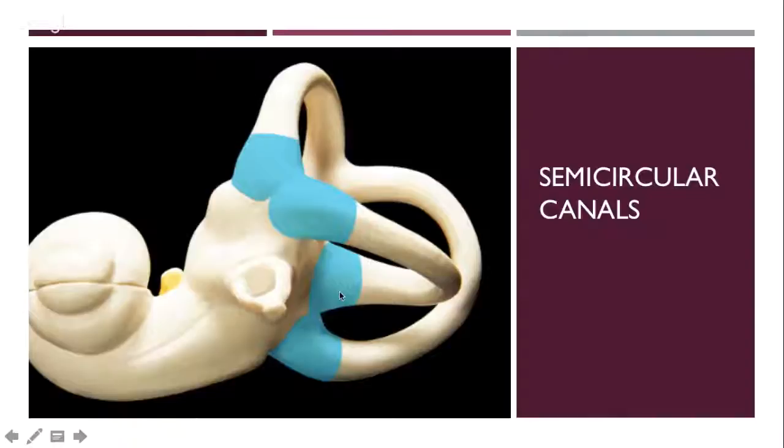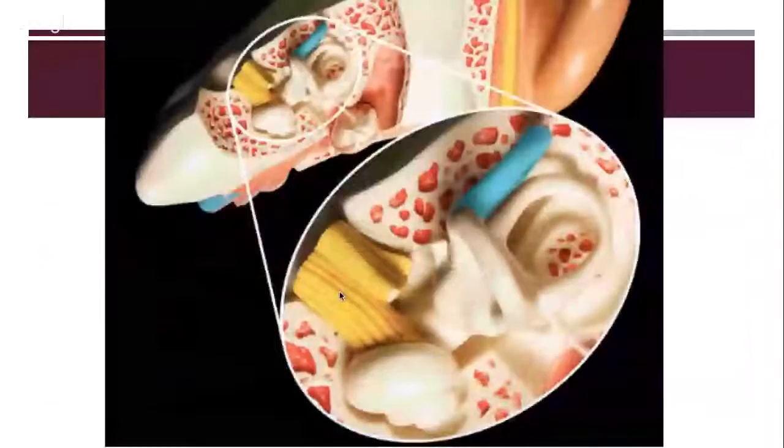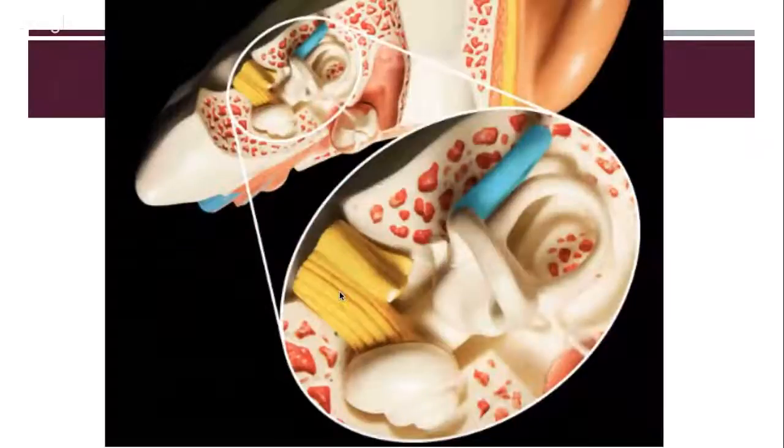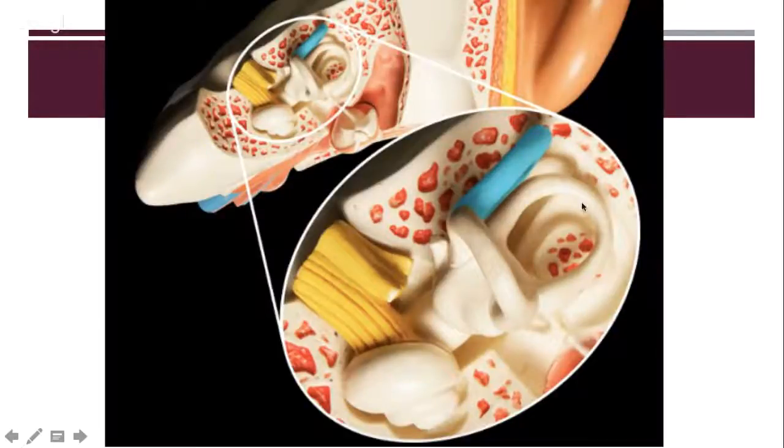Be careful when studying these. Don't jump to conclusions and think, oh, that's lateral because it's lateral in the picture I'm looking at. You want to make sure that even when you're looking at it from different viewpoints, you remember which one's which. So this here's the posterior semicircular canal. This is the superior, and this is the lateral.